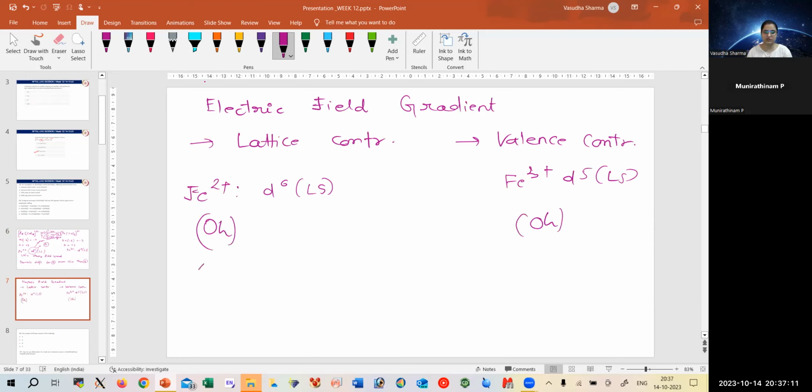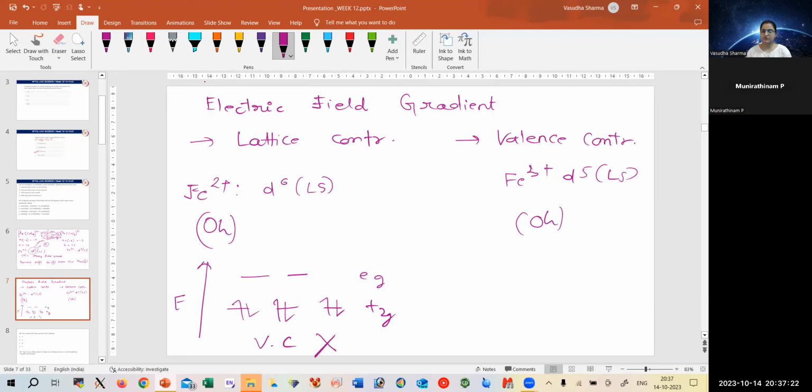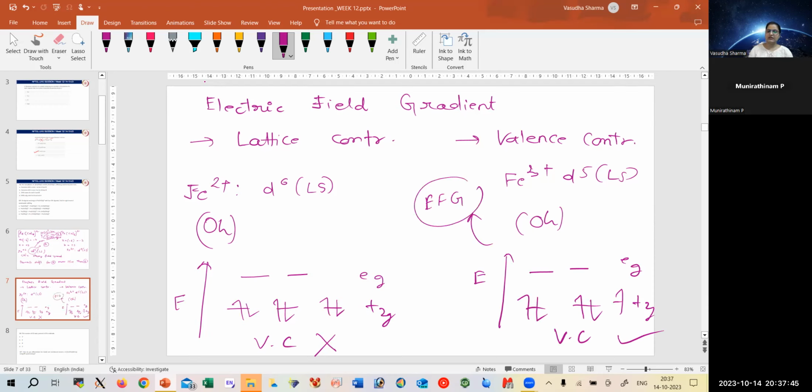Now we will firstly draw their d orbital electronic configuration. So it is low spin, so everything would be paired in t2g and eg. Therefore, no valence contribution. Whereas in case of iron in +3, there would be valence contribution, right? Clear this point? Clear, ma'am. So it is having EFG. Is it having any EFG? No. Why? Valence contribution is 0.